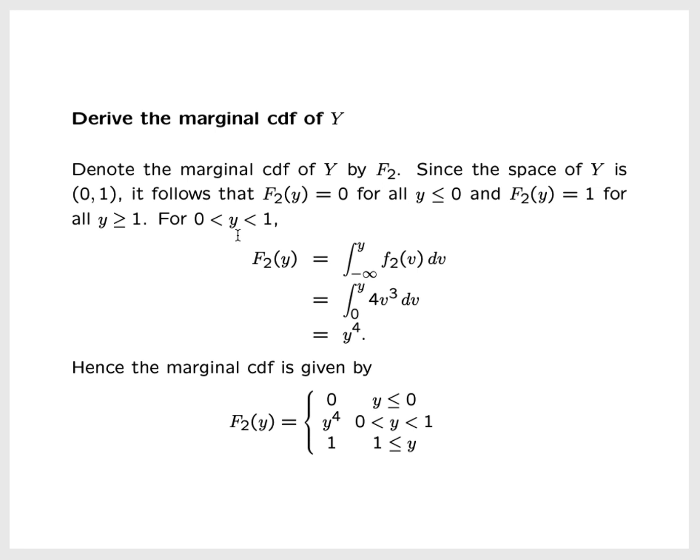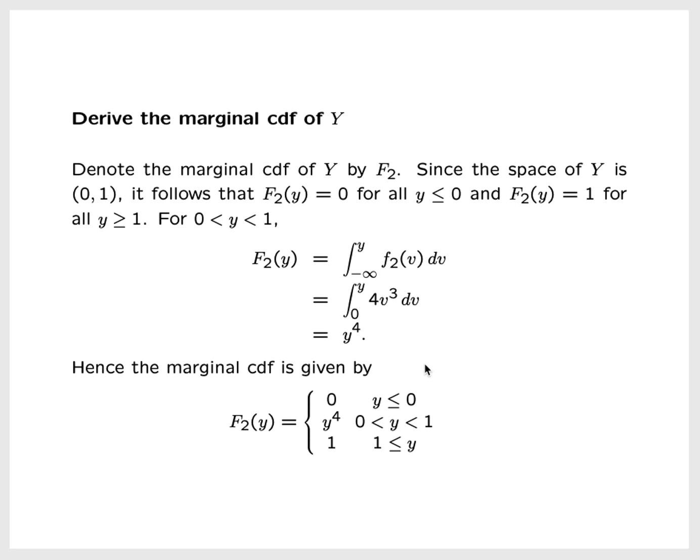But when it comes to values of y between 0 and 1, we've got to do a little bit of work. We have to integrate the marginal PDF with respect to a dummy variable, the variable of integration, which we'll call v, from minus infinity up to the specified value of the argument, y. And so we end up getting y to the 4th power. You can go through and do that calculation, and you'll get y to the 4th.